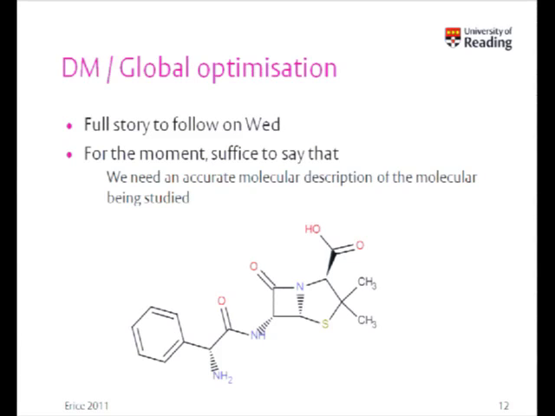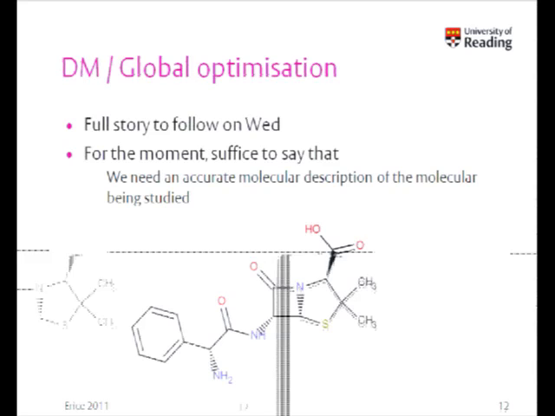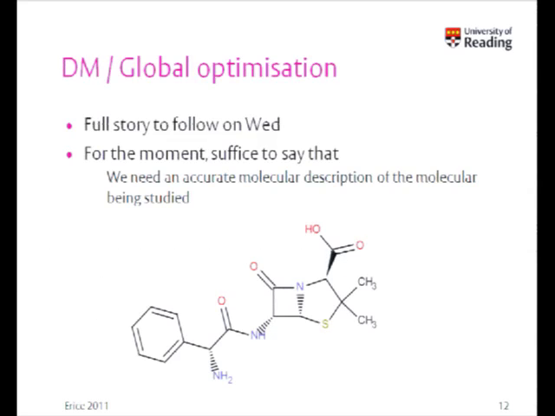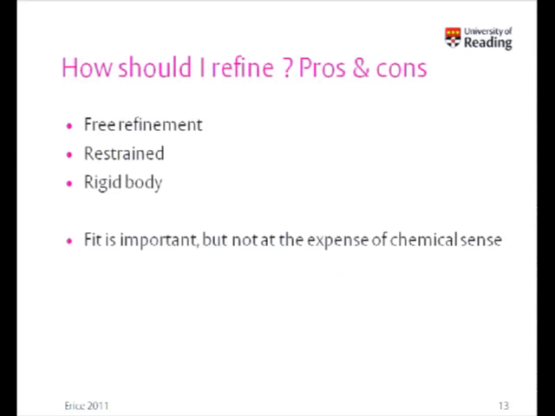But for the moment, I'm not going to discuss global opt, other than to say that we do need an accurate starting model for global optimization to be successful. Basically, some sort of accurate description of the molecule that we're going to be studying. And I'm going to talk a little bit more about that in the case of the molecular organics. Before we go on to that, and as you will see, it all links together.